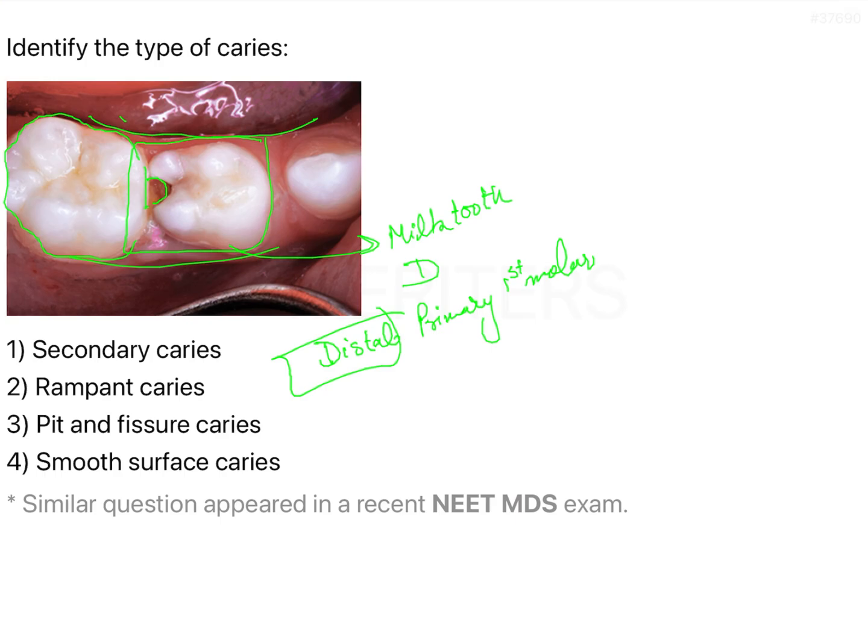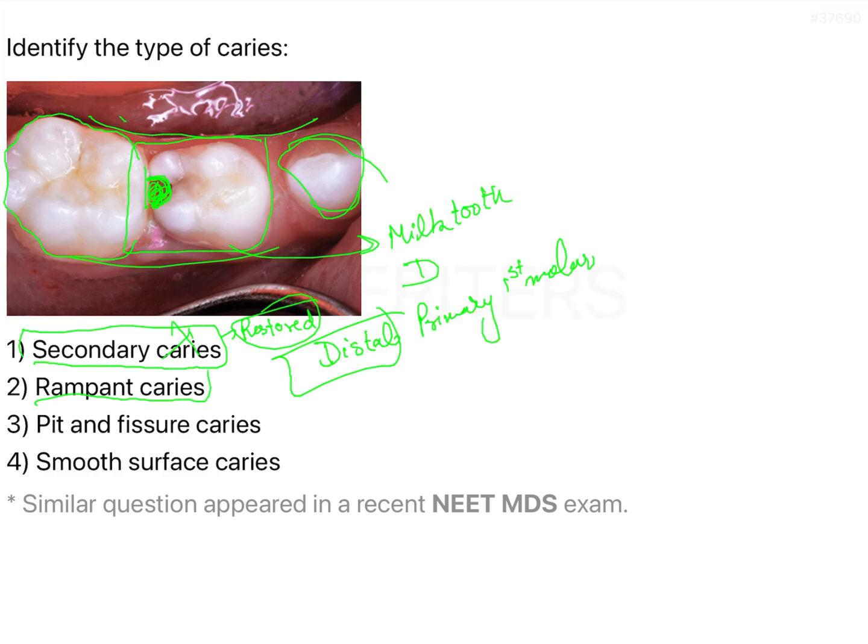looks quite healthy, even this canine looks quite healthy, and here you can see there is a carious lesion on the proximal surface, right? Now what are the options here? One, you have the secondary caries. Now secondary caries are generally seen below the restorations. If you have an already restored tooth, then only these secondary caries will be seen. There's no restoration seen here, so we can rule out this particular answer.